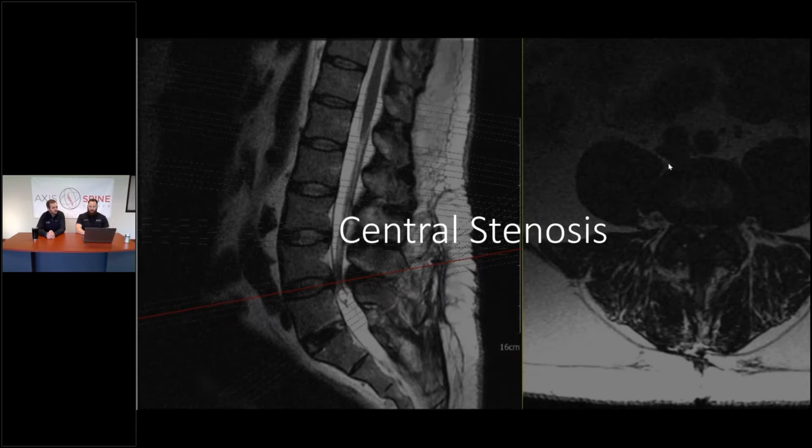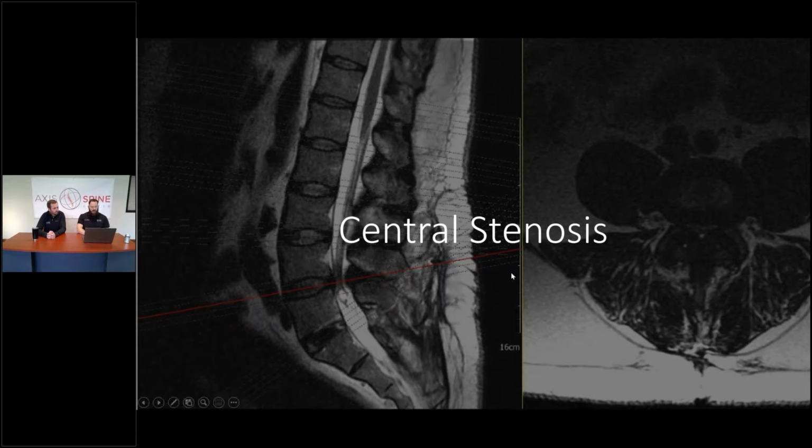And what we see there is you can see that the white, there's only a few specks of white, and so that can represent some fat, or that could represent some spinal fluid. Regardless, there's not a whole lot of space around those spinal nerves in the middle right there. So that would be what we call central stenosis.